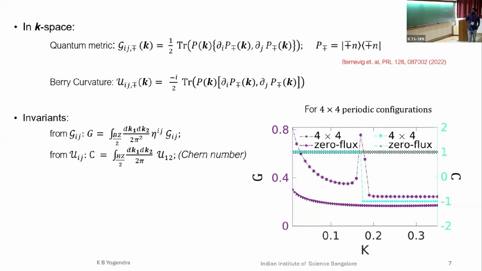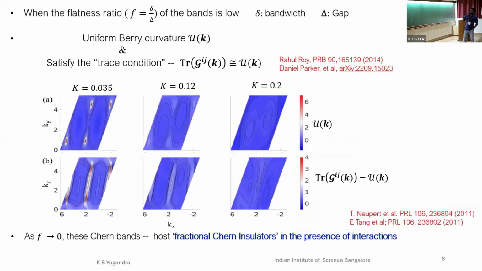Here I am plotting those quantities for comparing the pi flux, 4 by 4 flux case and the 0 flux case, and there is a huge change in these quantities, and there is an interesting phase transition here that I am not going to talk about. So interestingly, these bands satisfy the conditions to be an ideal Chern insulator.